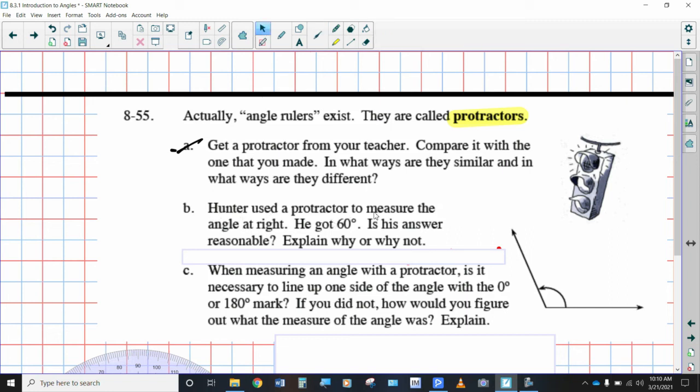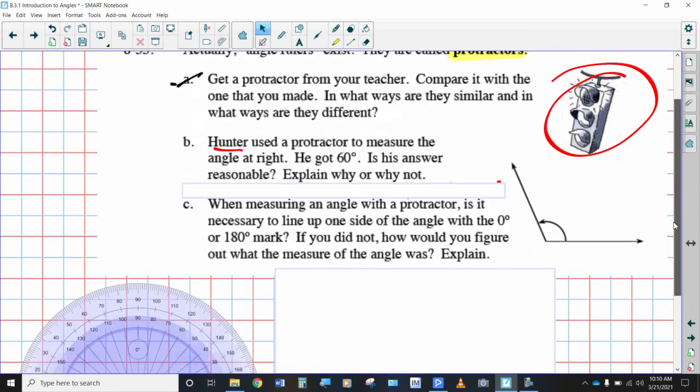Okay. So Hunter used the protractor to measure. Oh, by the way, this is a stoplight problem, which means Hunter made a mistake somewhere. Let's check and see what it is. Roger used a protractor to measure the angle at the right. He got 60 degrees. Why is that not a reasonable measure?